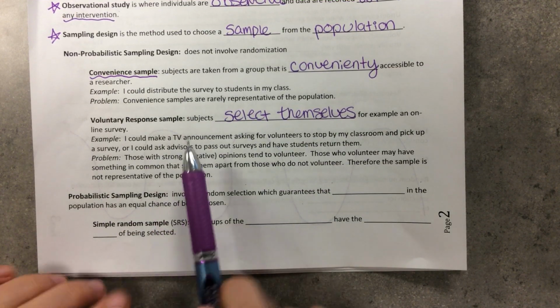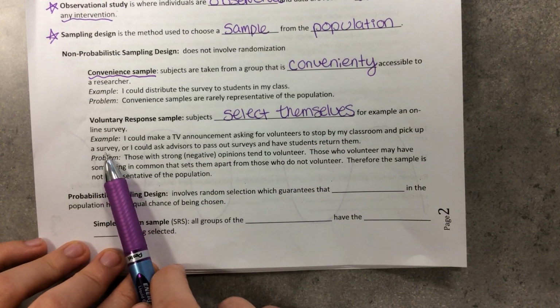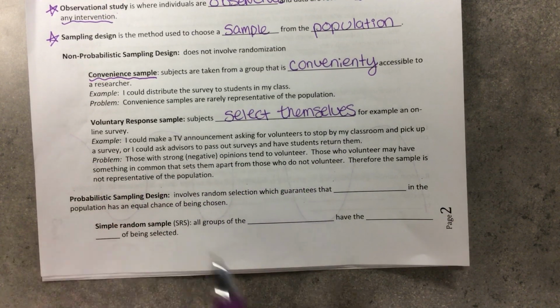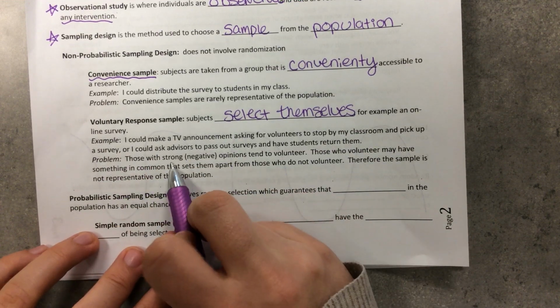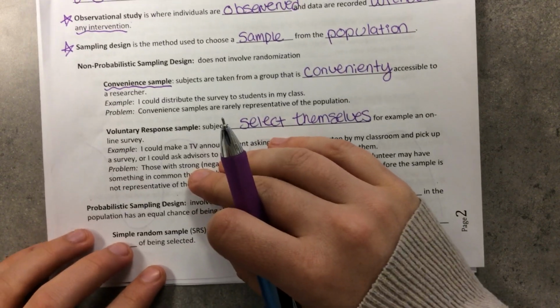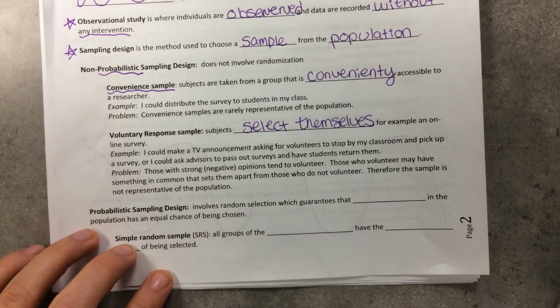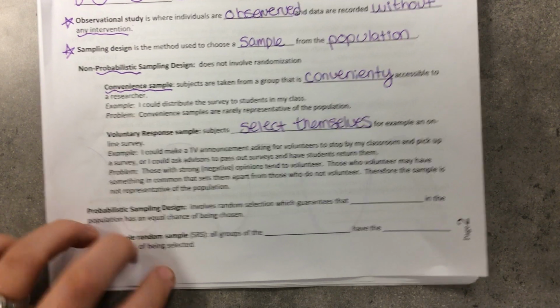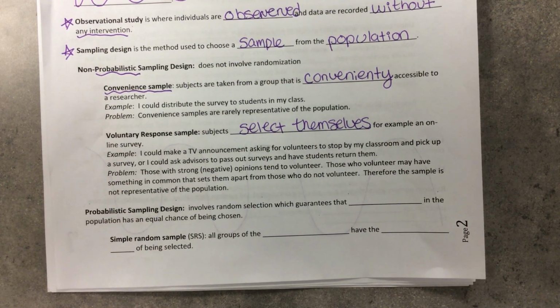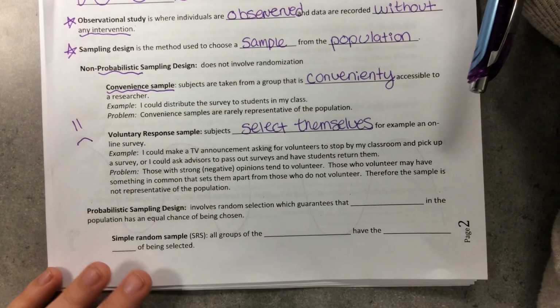So the example here is you can make a TV announcement asking for volunteers to stop by and pick up a survey, or I could ask advisors to pass out surveys and have students return them. Again, those with strong, especially negative opinions tend to volunteer. So these are called non-probabilistic sampling because there's no probability related to choosing your sample. You simply choose people that are convenient or choose the people that volunteer themselves. In both cases, these tend to be pretty bad representations of the population.